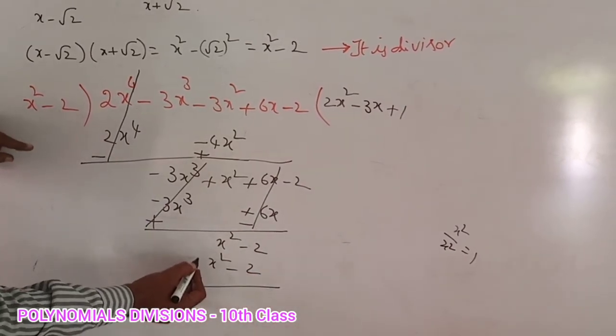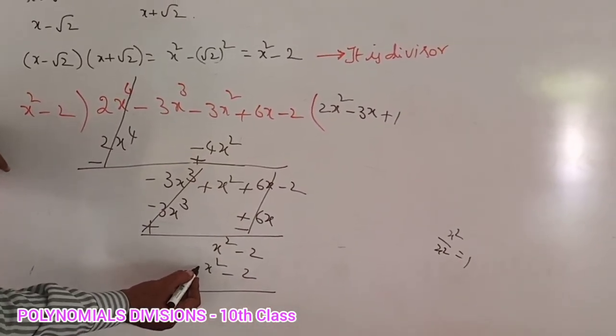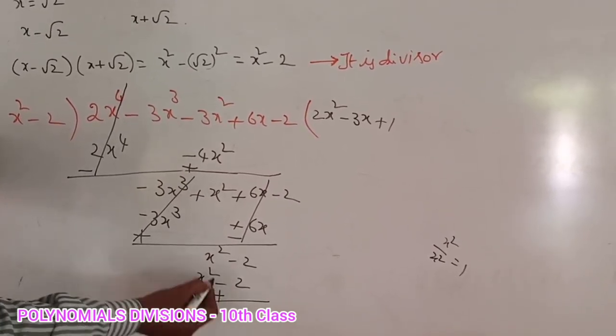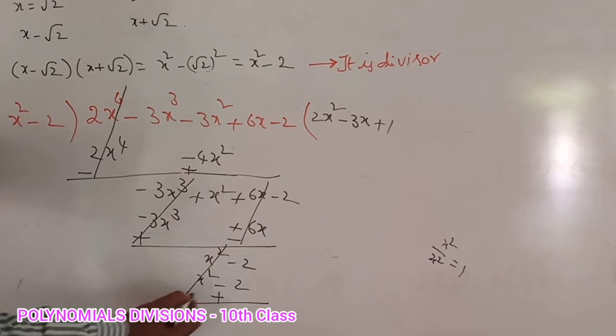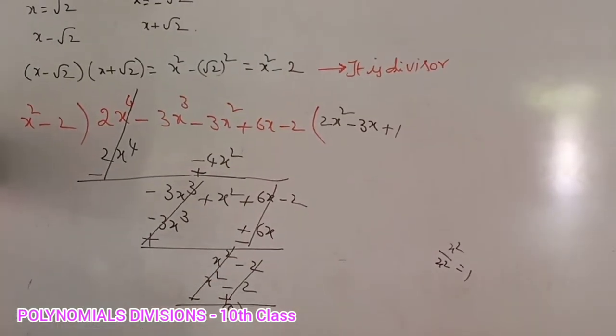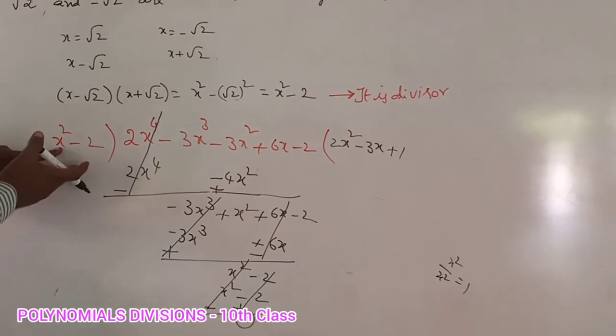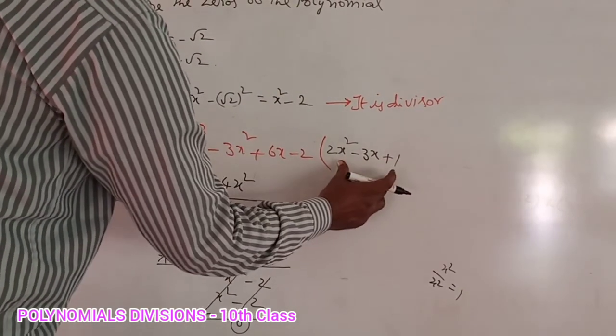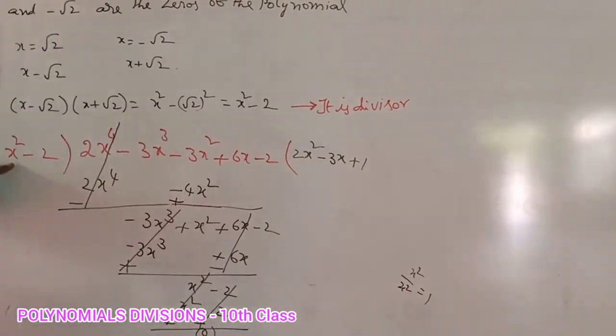So subtraction means the second polynomial's signs are changed. Here positive value negative, negative value positive. Plus x square minus x square cancel, minus 2 plus 2 cancel, remainder is 0. So it is a factor, as you already know. And find what is the coefficient, the quotient, to find out the other factors.